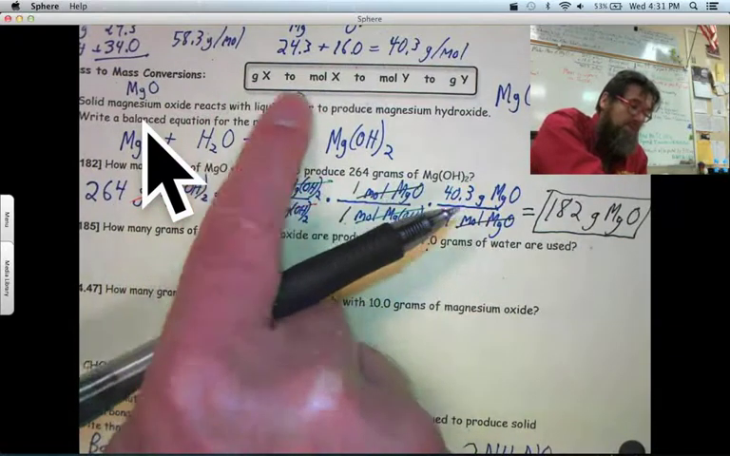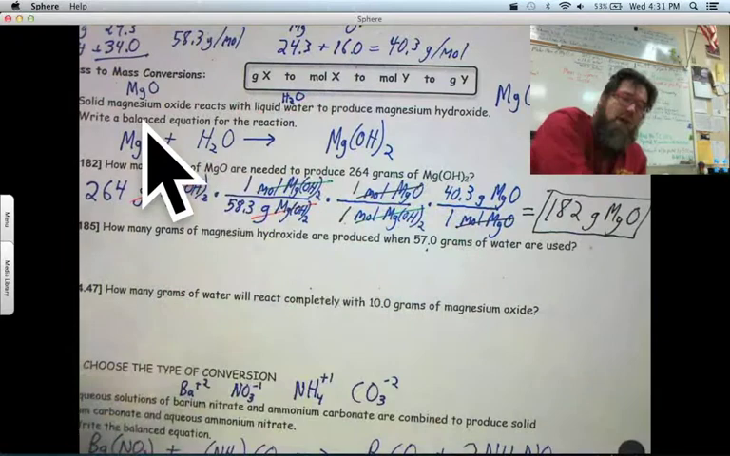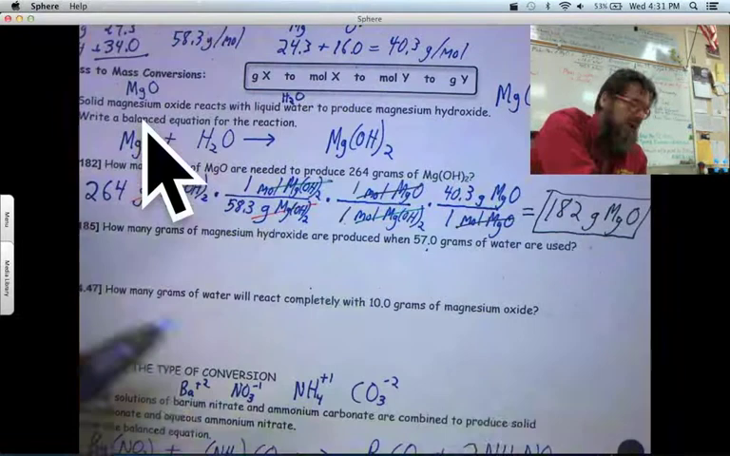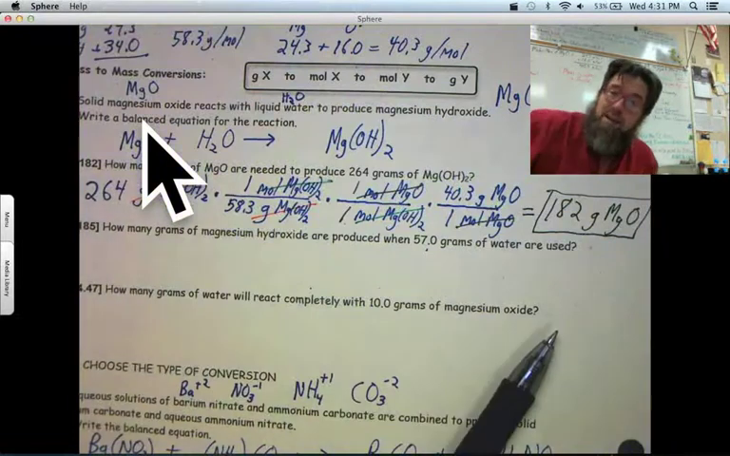Every substance has a molar mass. For that, we use the formula and the periodic table. That's stoichiometry.